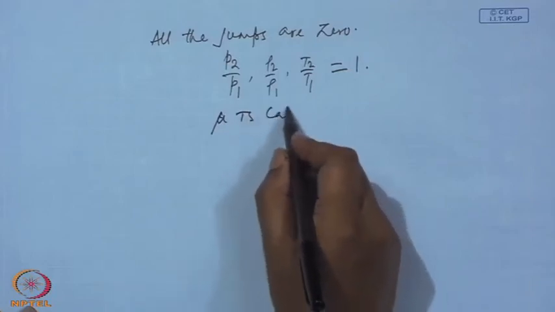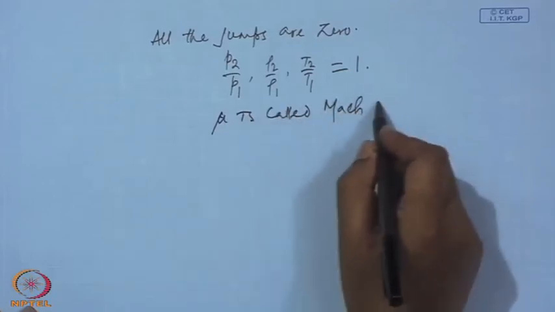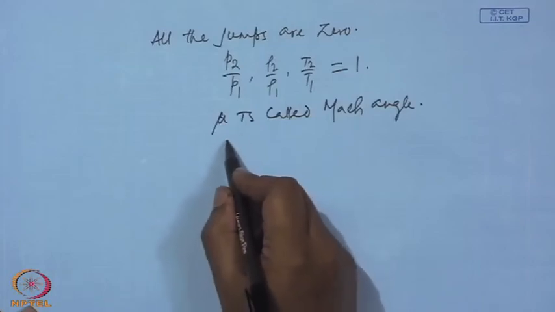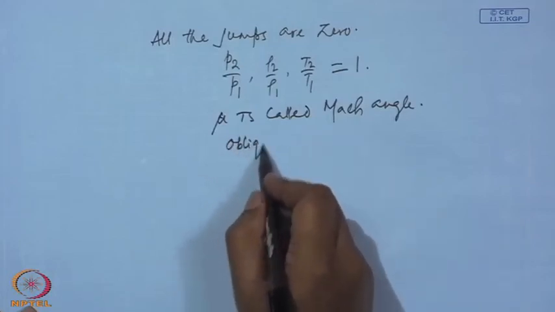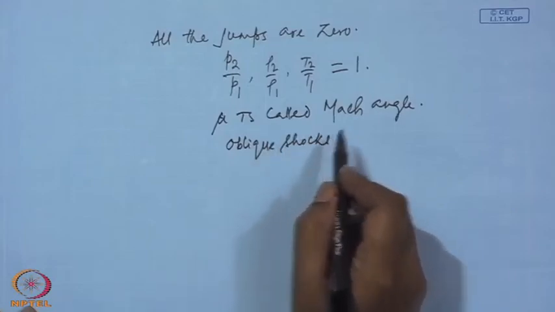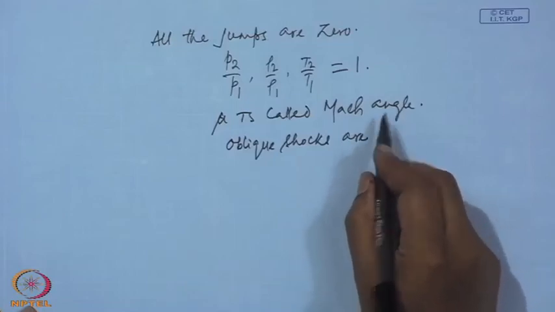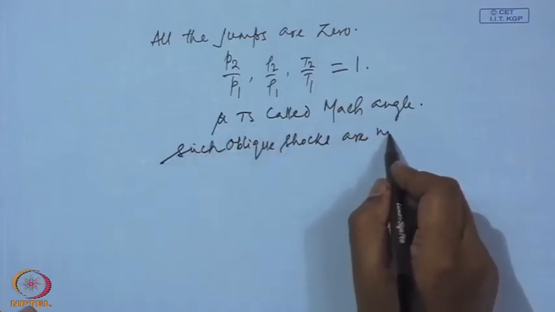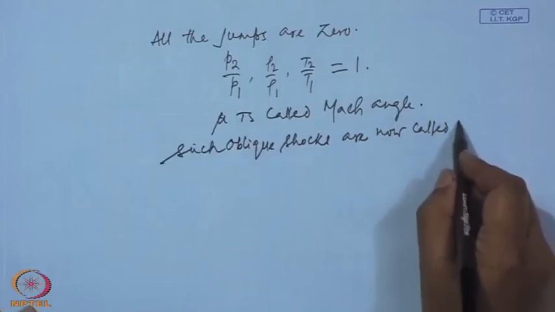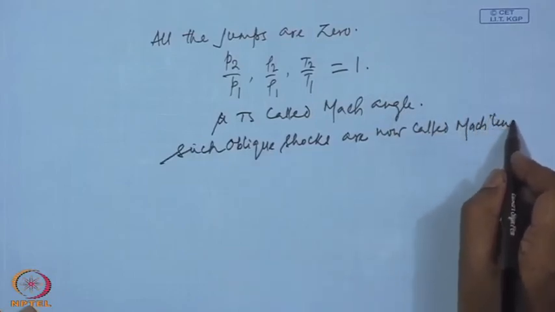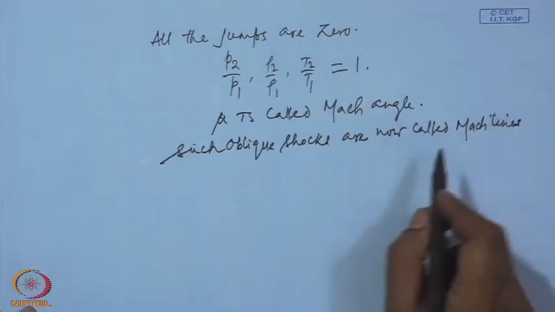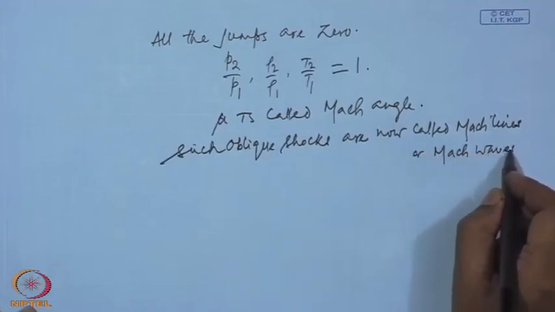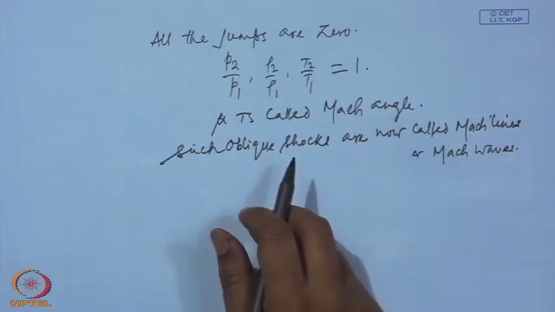Mu is called the Mach angle, and the oblique shock in this case becomes such oblique shocks are now called Mach lines or characteristic lines, Mach waves, and they are nothing but the characteristic lines.